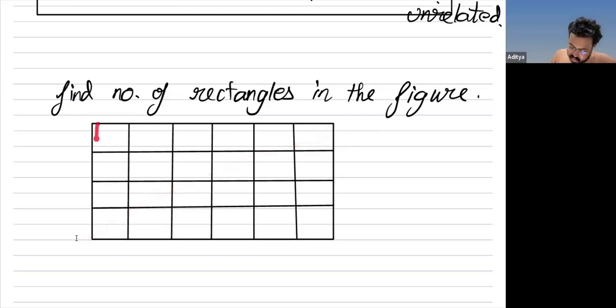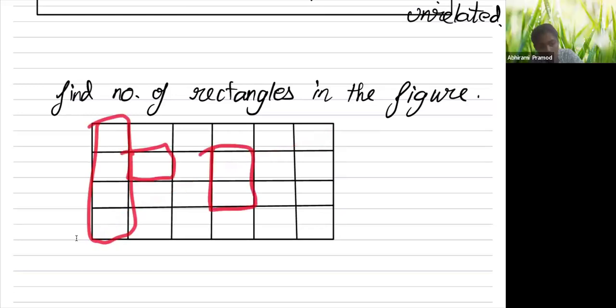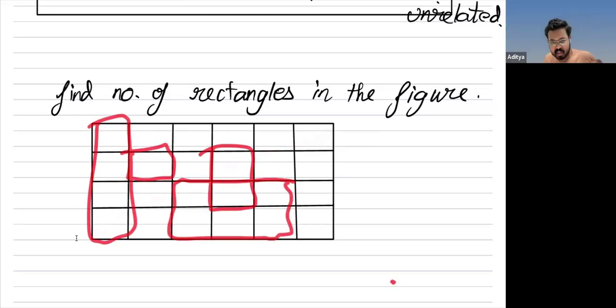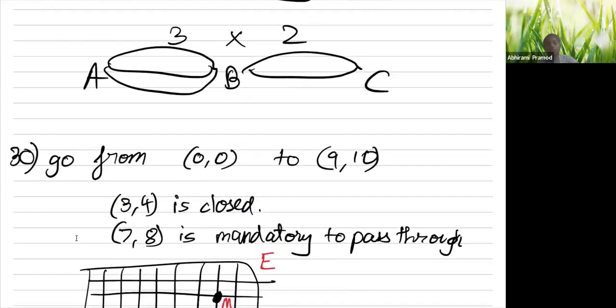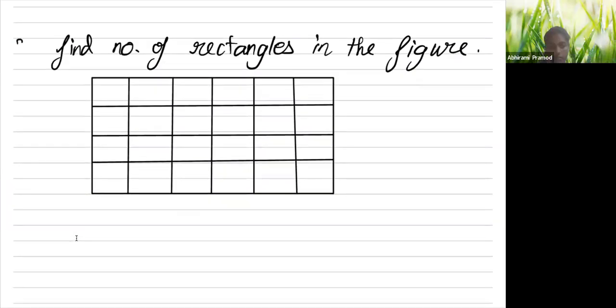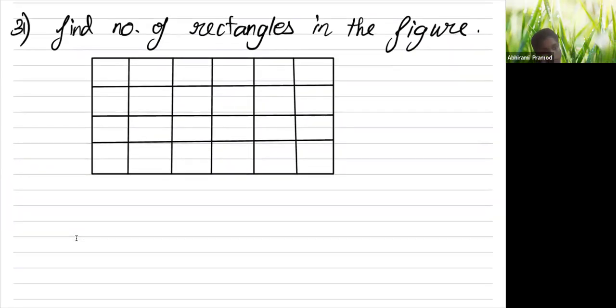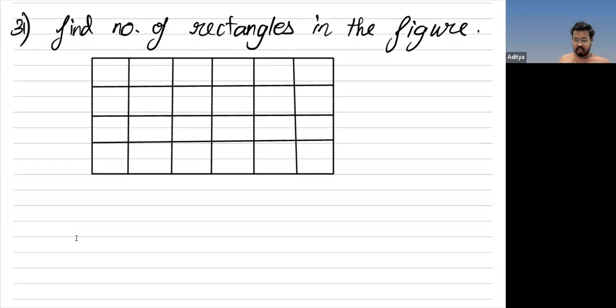Okay, so here you don't have to find paths to go from here to there. Instead, you have to just find the number of rectangles. Like this is a rectangle, this is a rectangle, another example of a rectangle is this. So how many of these rectangles are there in the figure? The answer is more than 100. It's a 3-digit answer, but not a 4-digit answer.